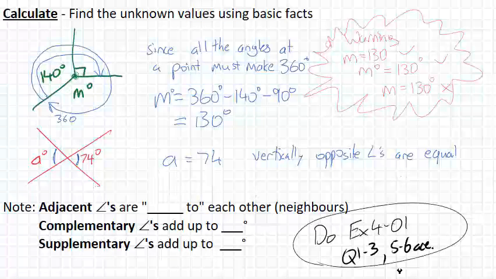A couple of other words we might need. Adjacent angles are the ones that are next to each other. So they're the ones that share an arm. So we could have two angles. We have an angle on this side. We could have an angle on that side. And those two angles are said to be adjacent. Complementary angles are a pair. There are only two of them that add up to 90 degrees. And supplementary angles are a pair of angles that add up to 180 degrees. So that should be enough for you guys to have a go at the exercise.